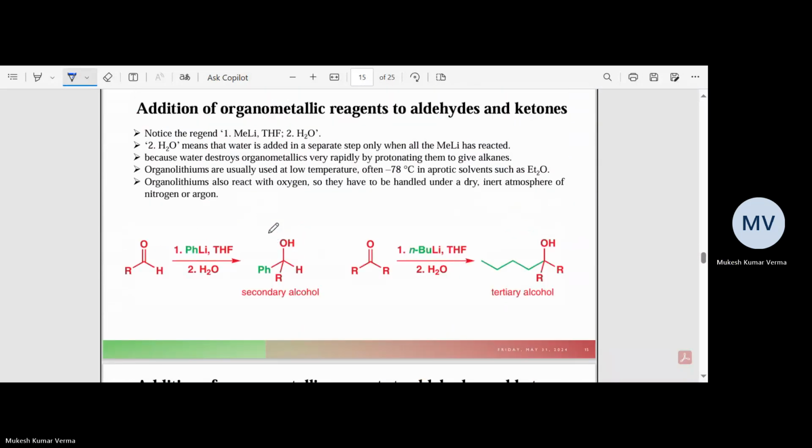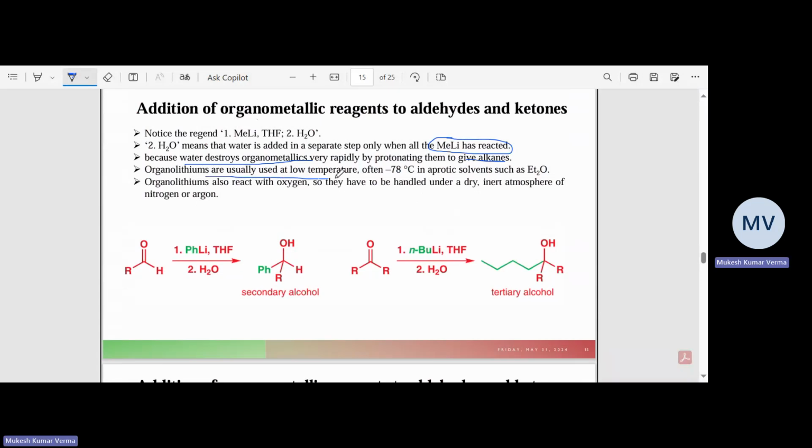This is very important. Notice that methyl lithium and H2O are represented in 2 steps, 1 and 2. Water is added in a separate second step, only when the methyl lithium has completely reacted. It is because water destroys the organometallic compounds to produce alkanes. Because the methyl group is electron rich, it acts as a base and reacts with water to form the alkane and hydroxide.